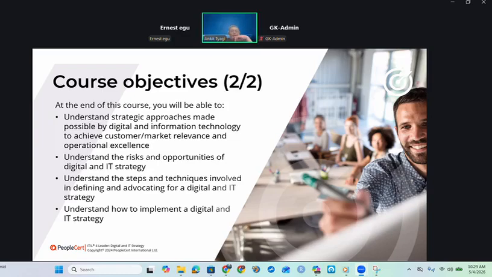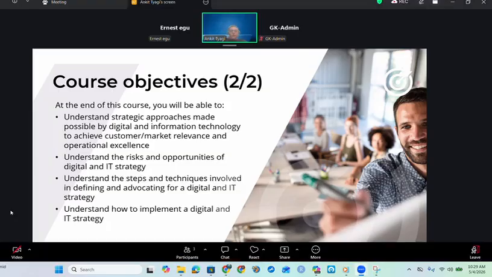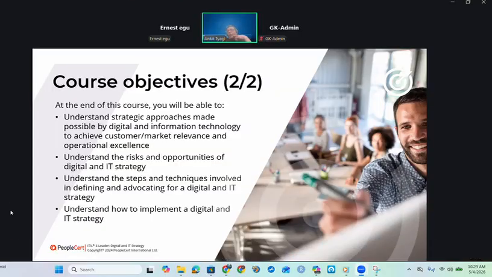Understand the risks and the opportunities of digital and IT strategy. Well, of course, digital transformation is risky in itself. So inherently, it is risky to bring in digital transformation within the organization. So how do we manage those risks? But again, once they are risky, they can also offer us opportunities to improve as well. So what opportunities can be rewarded, in order to remain competitive in the environment?